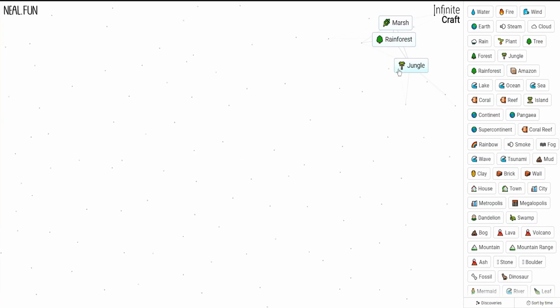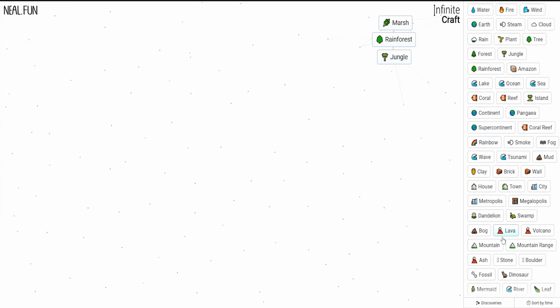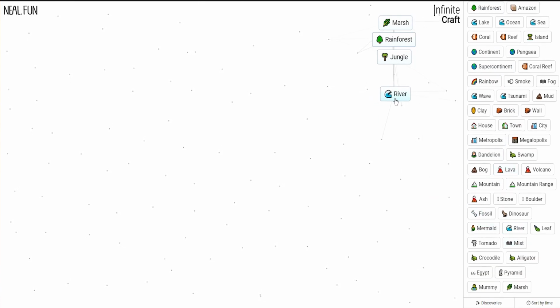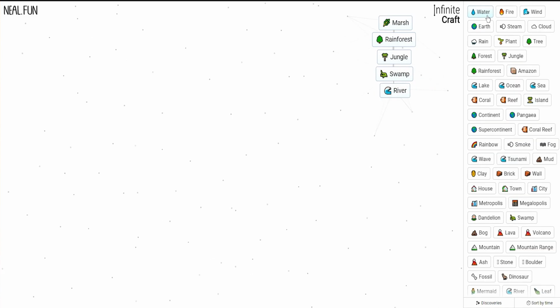All right, so we have five different places that a frog might live in. We have a marsh, a rainforest, a jungle, a swamp, and a river. Okay, so our basic elements were water, fire, wind, and earth. Let's see if I can't get creature out of these.